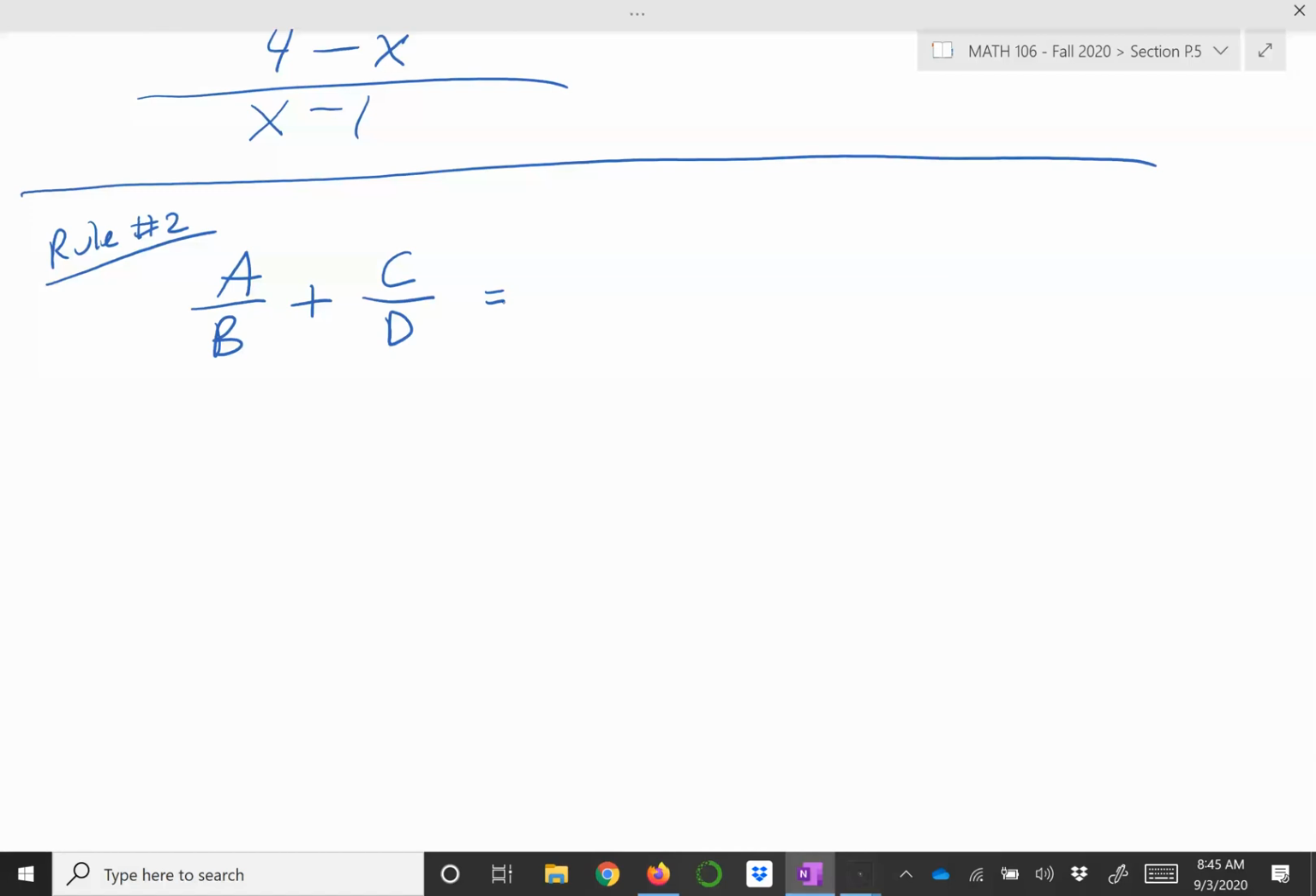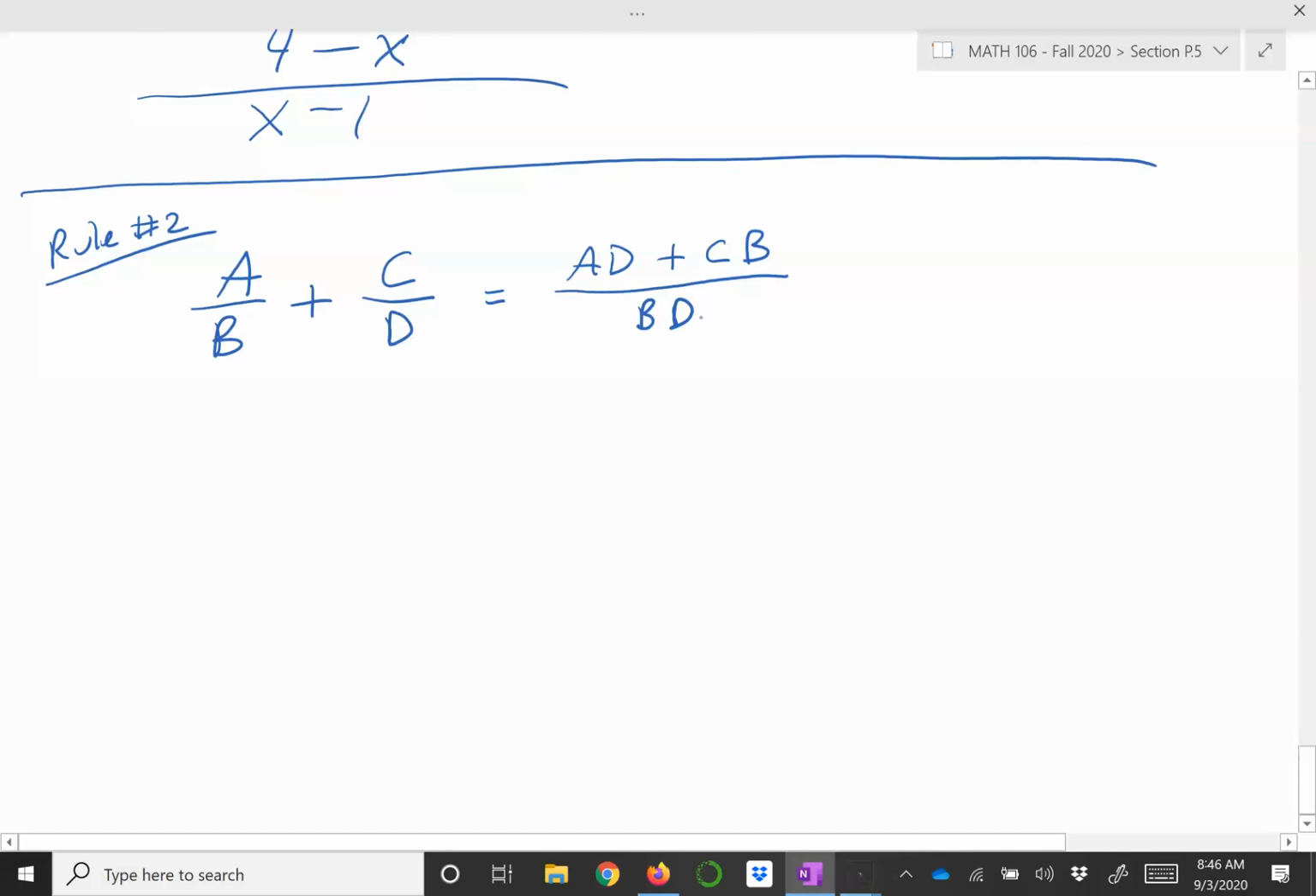So here's what you do with these problems. The easiest way to do this is to simply go, all right, a times d plus c times b all over b times d. If you do that, you will always get the right answer once you go ahead and do all these operations. Okay. Now, that's not always the most efficient way to do it, but it works every time.